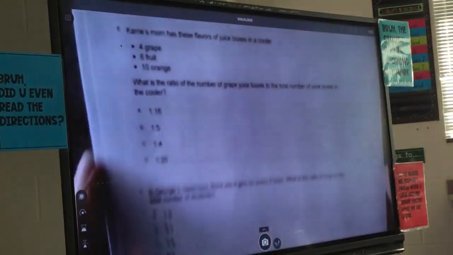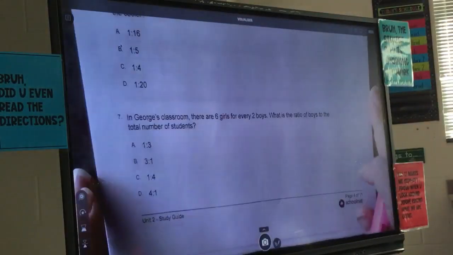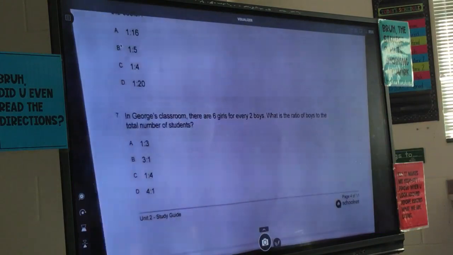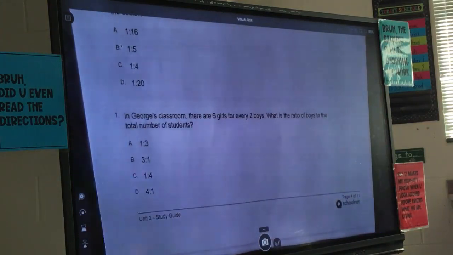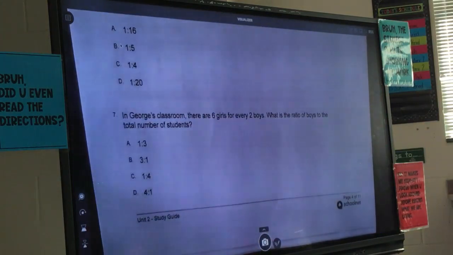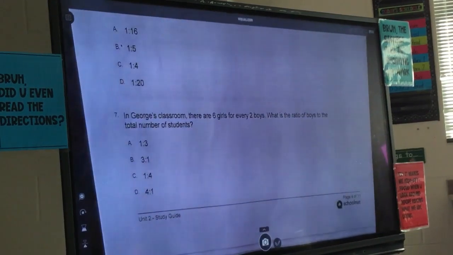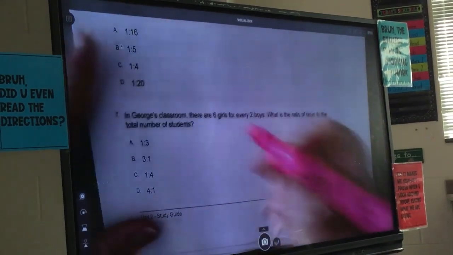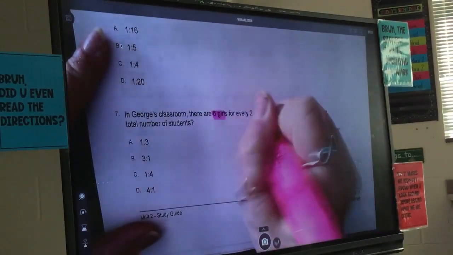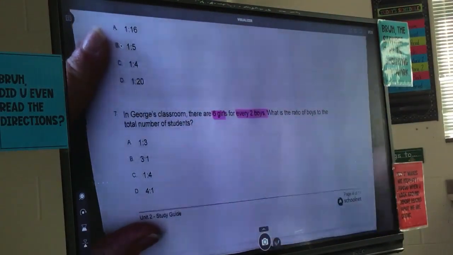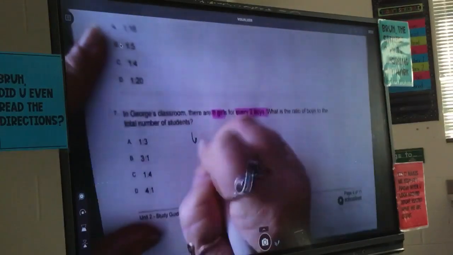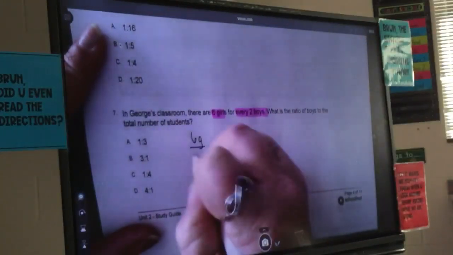Number 7. Number 7 says, in George's classroom, there are 6 girls for every 2 boys. What is the ratio of boys to the total number of students? All right, so we know 6 girls for every 2 boys. So our original ratio is 6 girls to 2 boys.